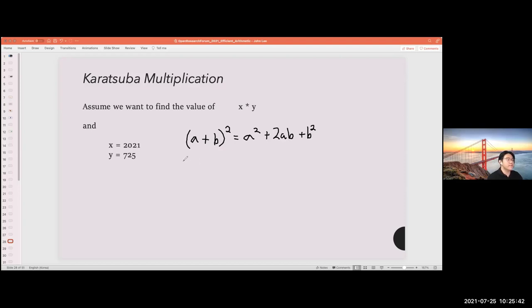And if we do (A plus B) times (C plus D), then this is equal to AC plus AD plus BC plus BD. So we're going to use this property of polynomials and use it to divide and conquer multiplication. So let's see.